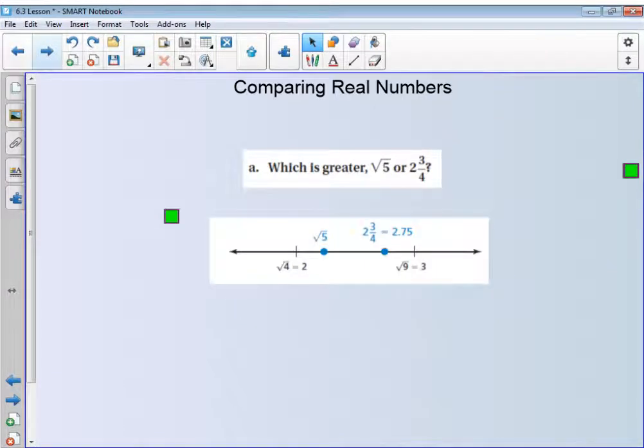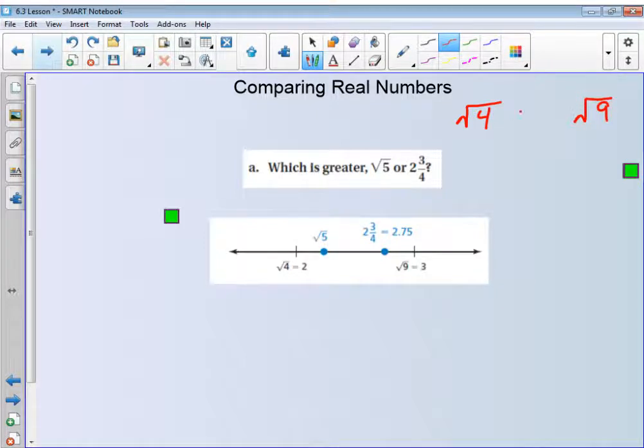Okay, one of the last things that we're going to go through is just comparing real numbers. So we kind of did that on the previous slide, just saying where would it fall in between. This time they're going to be asking us to compare or identify which one is greater. So here it says, which is greater, the square root of 5 or 2 3/4. So the first thing is to understand where would the square root of 5 fall. So kind of doing what we just previously did, the square root of 4, and then the square root of 9.